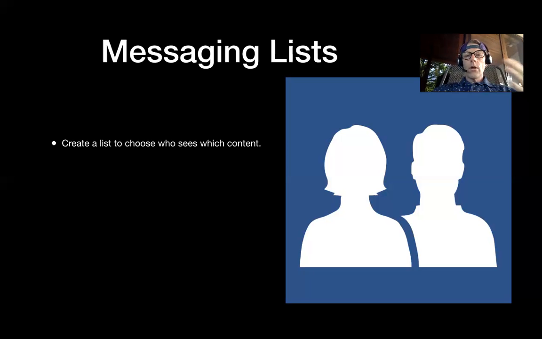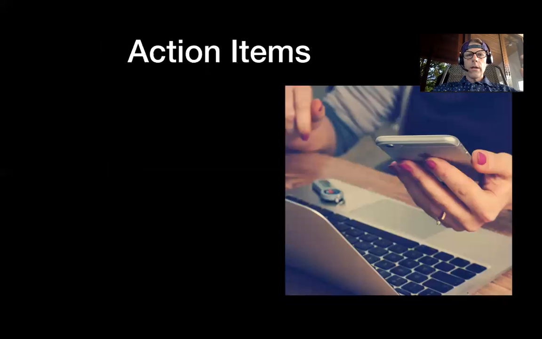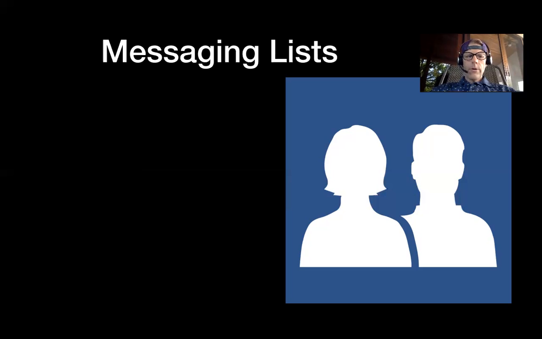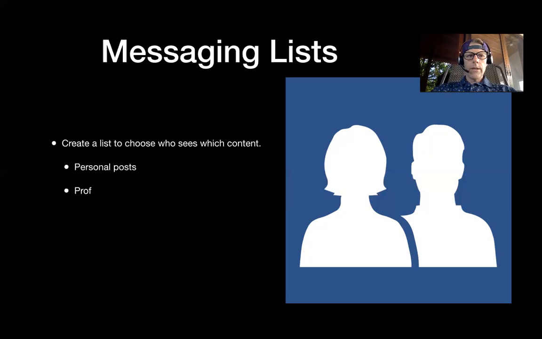All right, so also you can do the same thing in the messaging side of things. You can create lists and choose who sees which content. You can do personal posts, professional post, team post, the same thing with your messaging list, okay? So let's take a look at that real quick. We're gonna go through that, and so here we go, escape.